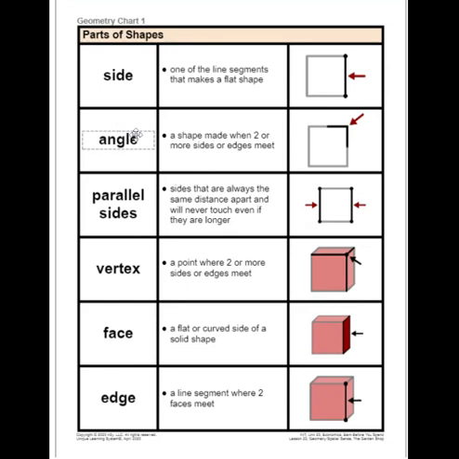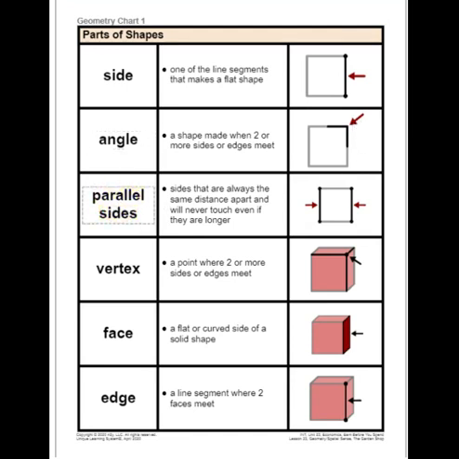Angle. An angle is a shape made when two or more sides or edges meet. So if this is my side here, and then I have a side here, they come together right here in this angle where the arrow is pointing.